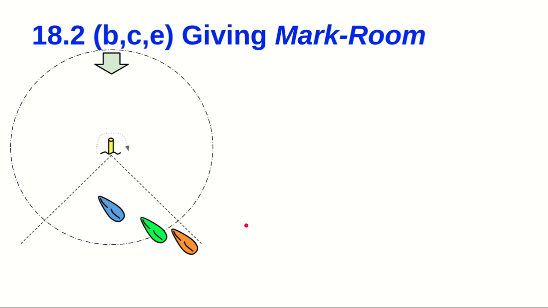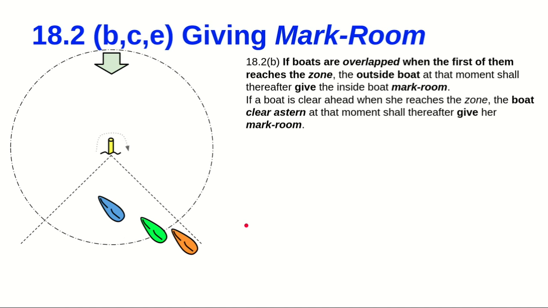Everybody's happy. Now we're going to dive into 18.2 clauses B, C and E. All that text we alighted out with around the outside. 18.2b: If boats are overlapped when the first of them reaches the zone, the outside boat at that moment shall thereafter give the inside boat mark room. If a boat is clear ahead when she reaches the zone, the boat clear astern at that moment shall thereafter give her mark room. So at the moment a boat reaches the zone, if an overlap does exist or doesn't exist, that situation perpetuates thereafter.